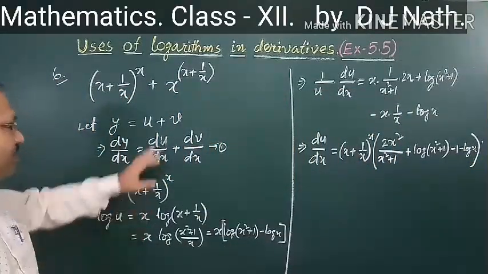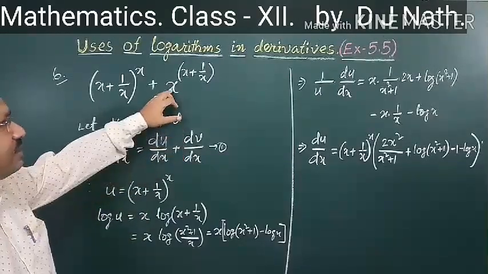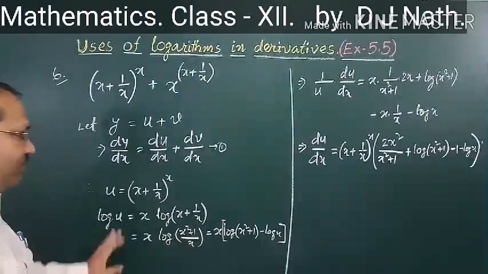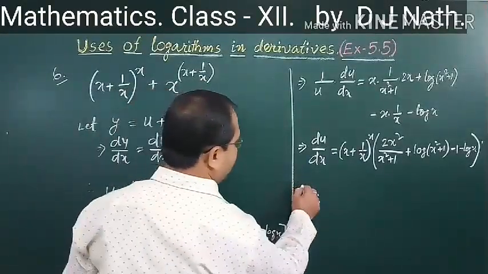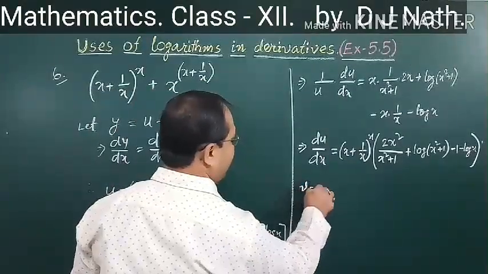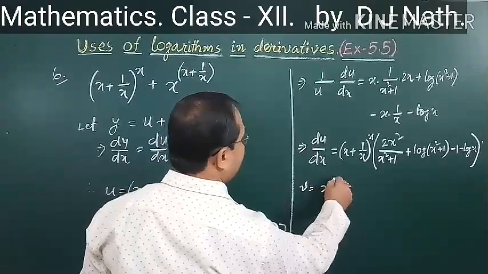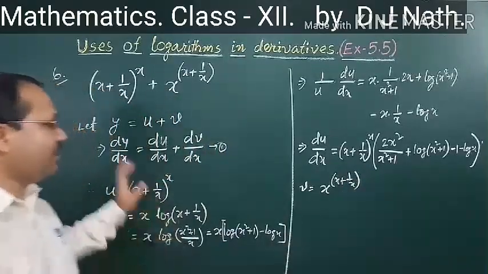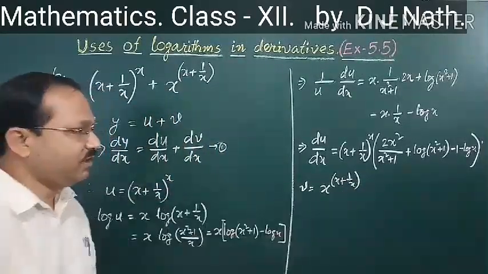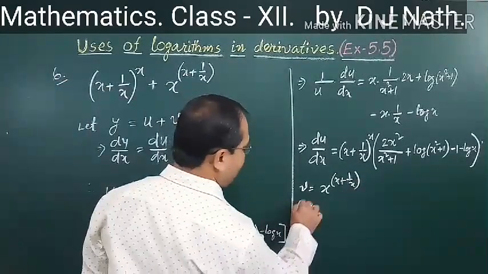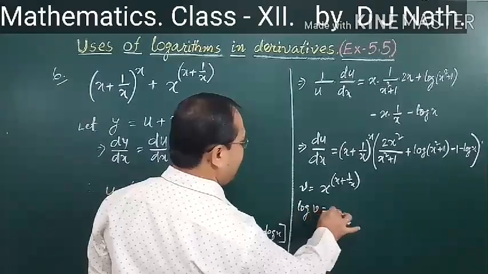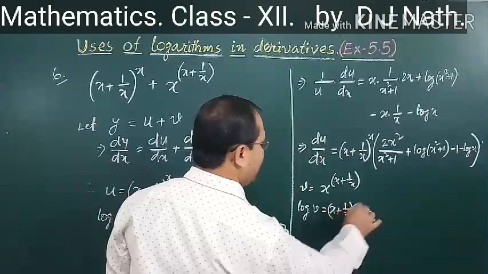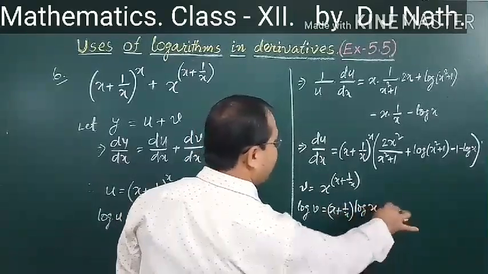So this will become the du dx. So same way we will find what is v. v is x to the power (x plus 1 upon x). So we will do like that. v is equal to x to the power (x plus 1 upon x). So similarly here also we will take logarithm. So log v is equal to (x plus 1 upon x) log of x.